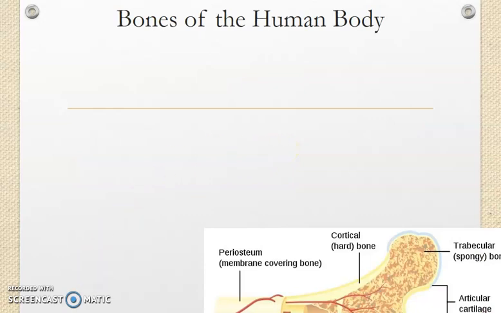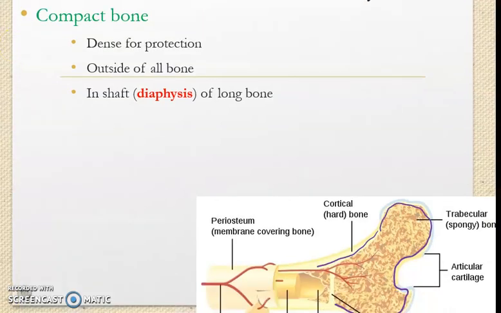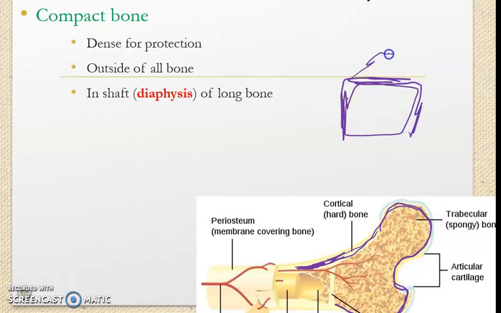So, bones of the human body. There's compact bone. So, where is compact bone? What is compact bone? Well, compact bone is, as you can see, compact. So this is compact bone that I've been coloring in purple. And it's found on the outside of all bones. So if I have a short bone, this is going to be compact bone on the outside of it. So the outside of a short bone will be all compact bone.